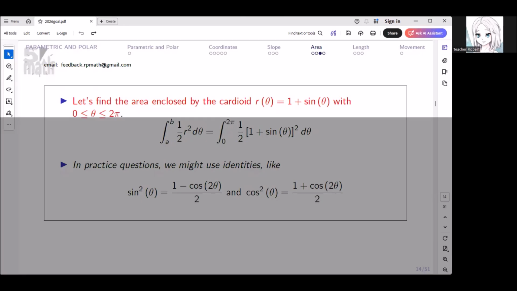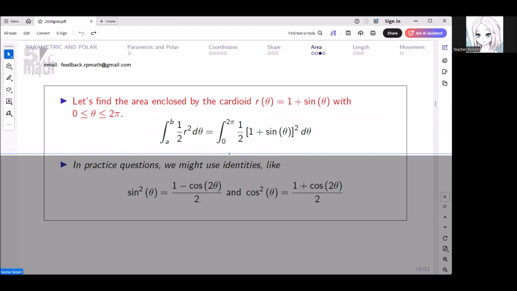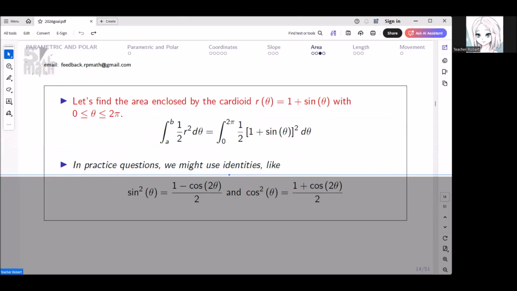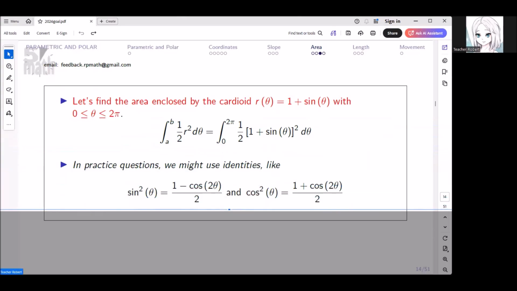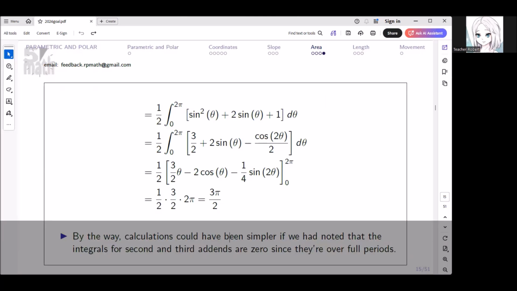Let's find the area enclosed by the cardioid r of theta equals 1 plus sine of theta, with theta greater than or equal to 0, less than or equal to 2 pi. We have the following. In practice questions, we might use identities like the following. Here are the calculations.